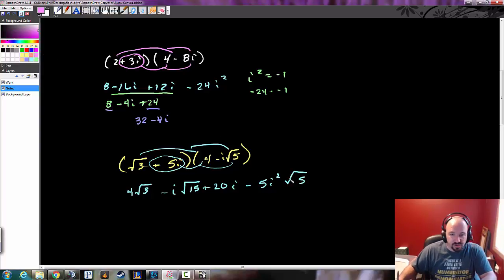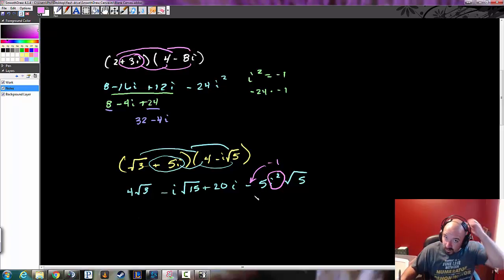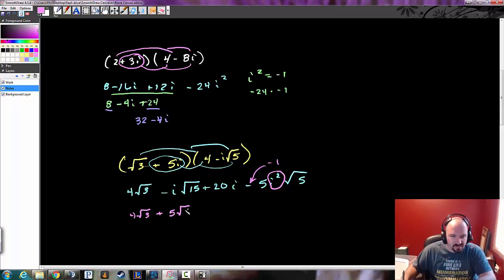Cleaning it up, we notice that we have an i squared, which is really negative 1. So it changes that sign. So putting these together, and this is a real component, we have 4 roots of 3 plus 5 roots of 5. That's the real. On the back end of that, we have this plus 20i and the negative root of 15.